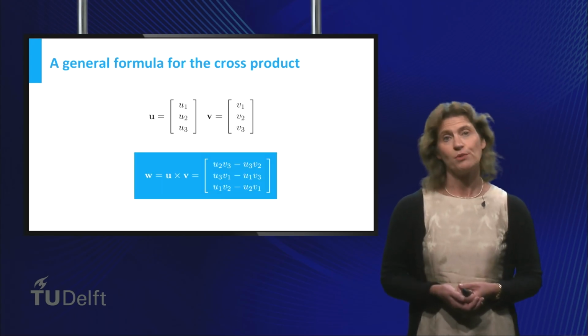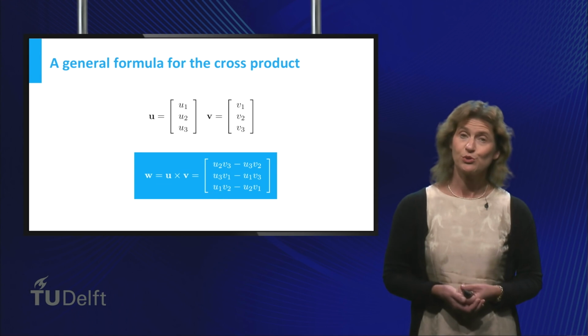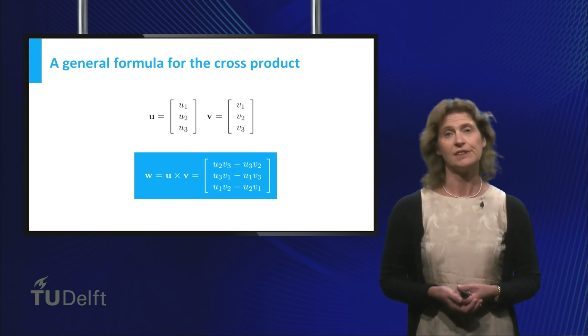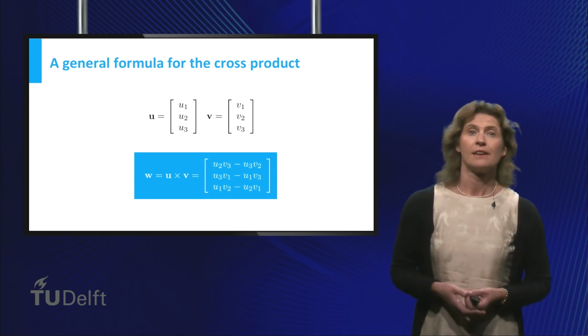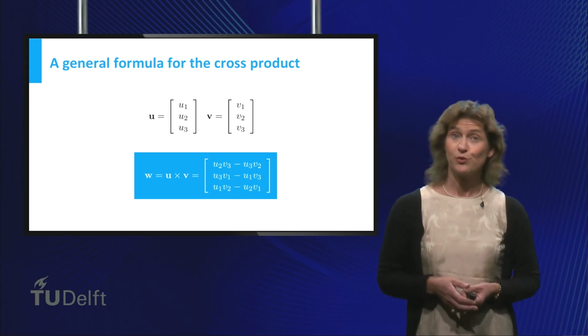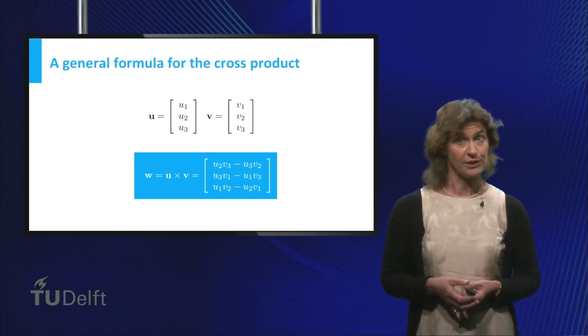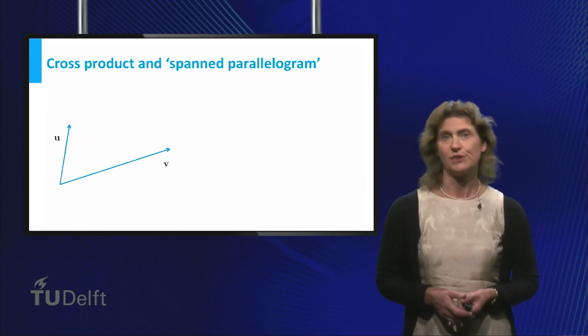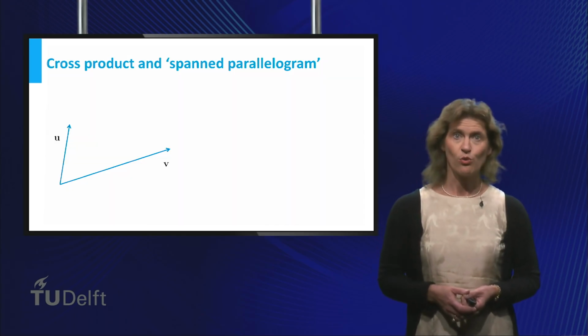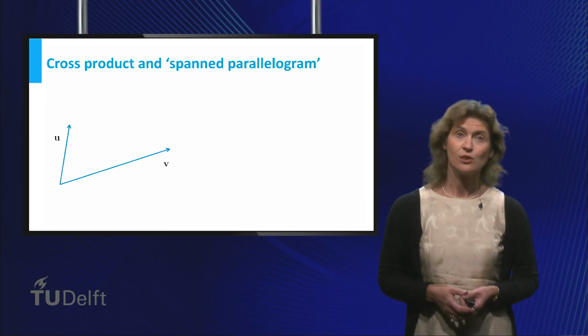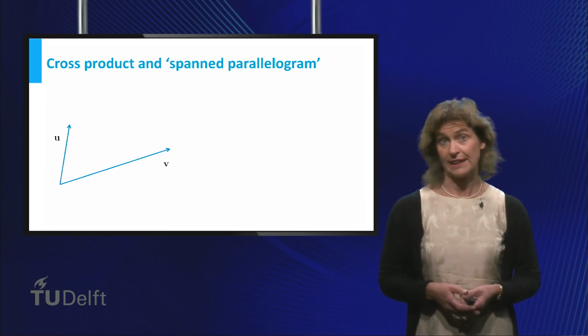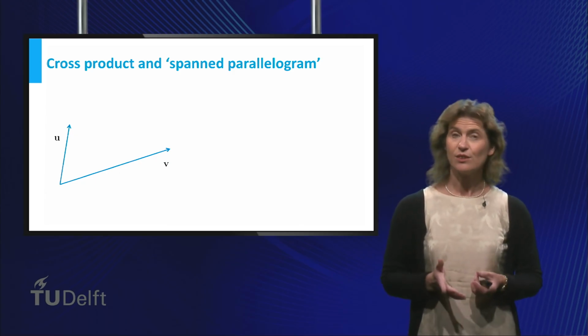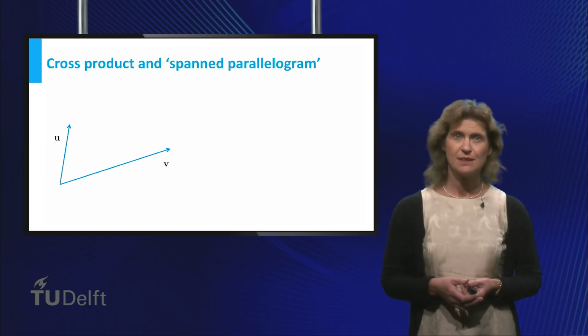In general, the formula found from the Amsterdam method to compute the cross product of the vectors u and v is shown here. I now challenge you to prove for yourself that the vector w is indeed perpendicular to the vectors u and v. Given two vectors u and v in three-dimensional space, you know how to find the direction of the cross product using the right-hand rule. The length of the cross product may seem somewhat mysterious still.